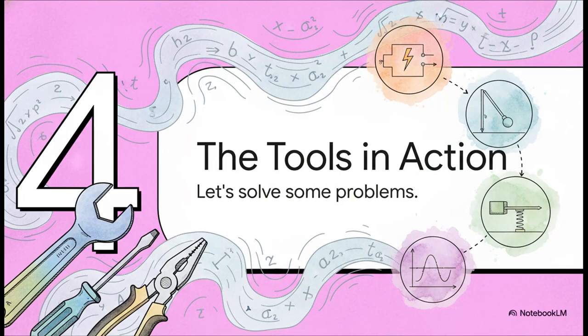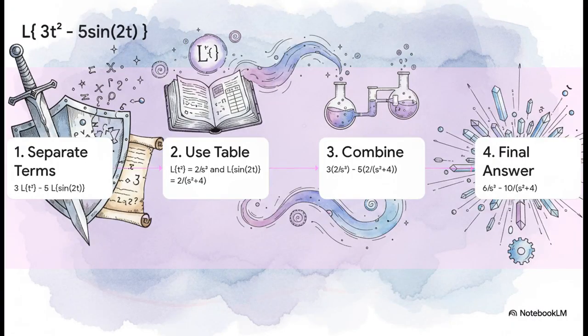Theory's great, but let's actually get our hands dirty and put these tools to work. We're going to walk through 3 quick examples, one for each of our new rules. Okay, first up, a classic linearity problem. So step 1, just like we said, we divide and conquer. We use linearity to break it apart. Step 2, we just look up the individual transforms right from a standard table. And then finally, step 3, we put them all back together, do a little algebra, and bam, step 4, there's our answer. So simple, so elegant, and absolutely no integration needed.